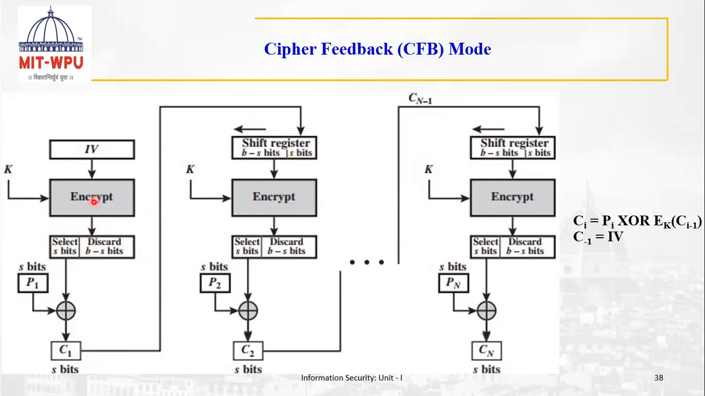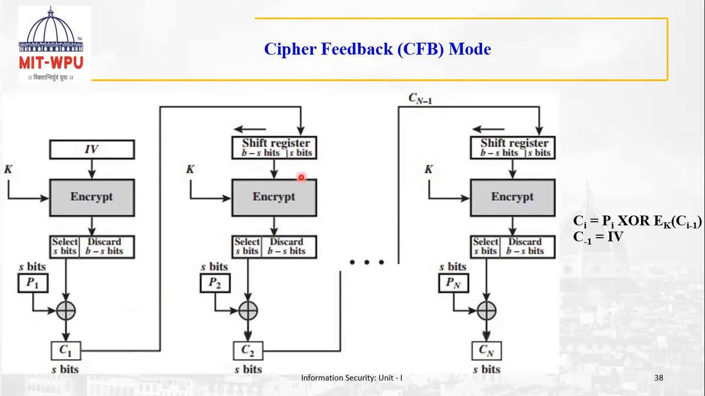And this IV is a bit longer than the plain text. So whatever you have discarded here, you can use it here as the B minus S bits. So let us consider the initialization vector is of B bits. Let's say it is 10 bits. When it gets encrypted, it has 10 bits here. From that 10 bits, 5 bits are XORed with the plain text and 5 bits are discarded. Those 5 bits you can use here, along with the ciphertext.